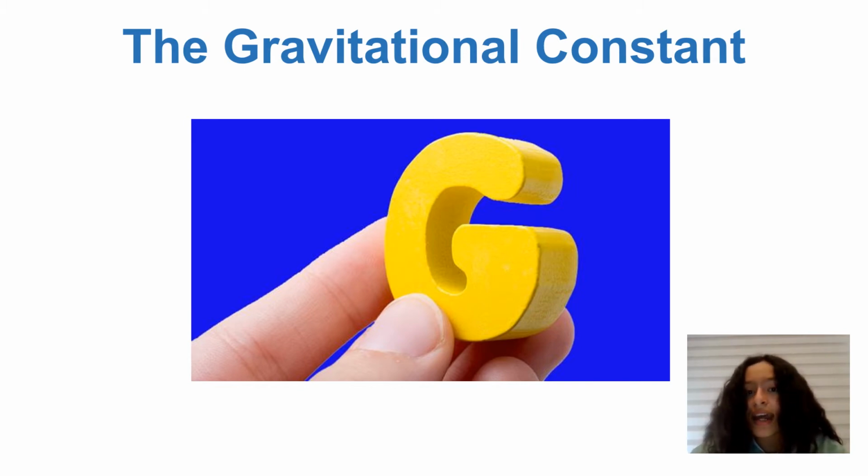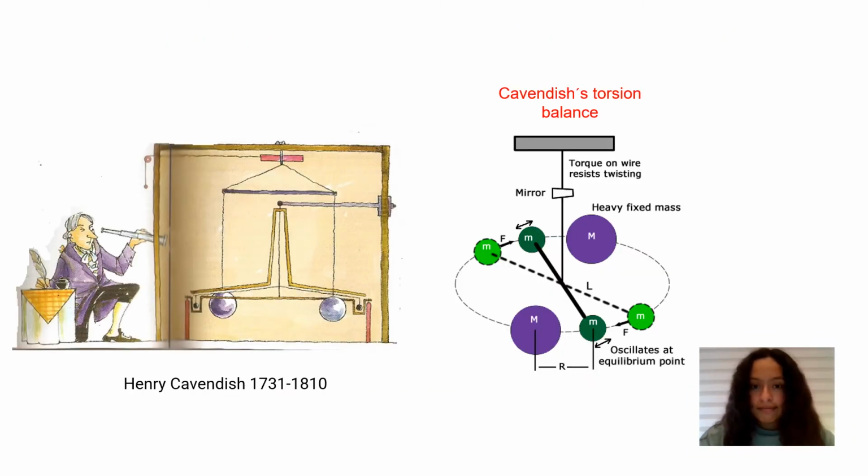In 1798, more than 100 years after Newton published his law of gravity, the British physicist Henry Cavendish was able to design an experiment that made it possible to measure and find the value of G. The value of G came from an experiment conducted in London at the end of the 18th century by Henry Cavendish, who was trying to find the mass of the Earth.